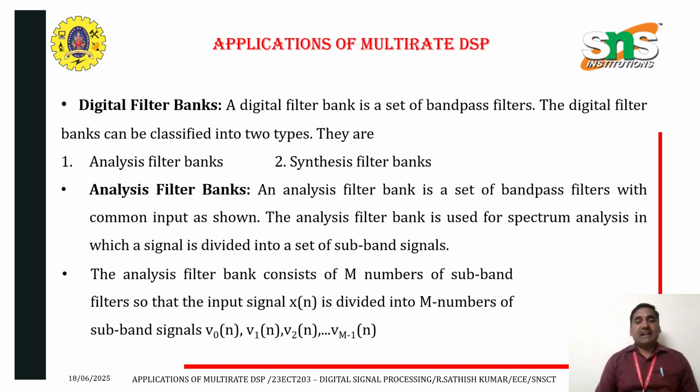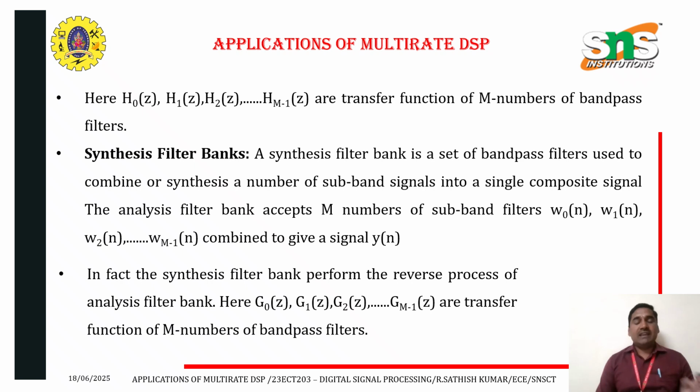Next one, applications. Digital filter bank. A digital filter bank is a set of bandpass filters. It can be classified into two types: analysis filter bank and synthesis filter bank. The analysis filter bank is a set of bandpass filters. It is used for spectrum analysis, in which the signal is divided into a set of subbands. The analysis filter bank consists of M number of subbands. So the input signal is divided into M number of subbands V0 to V of M minus 1. H0 of z, H1 of z, H2 of z up to H of M minus 1 of z are the transfer functions of the M bandpass filters.